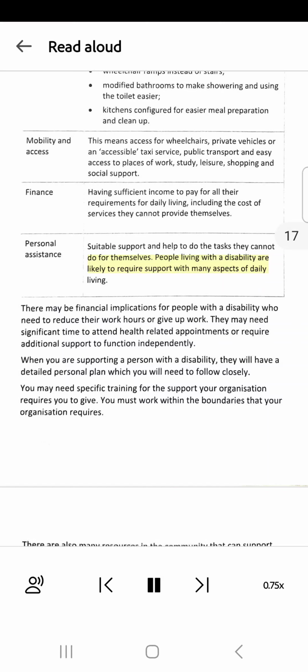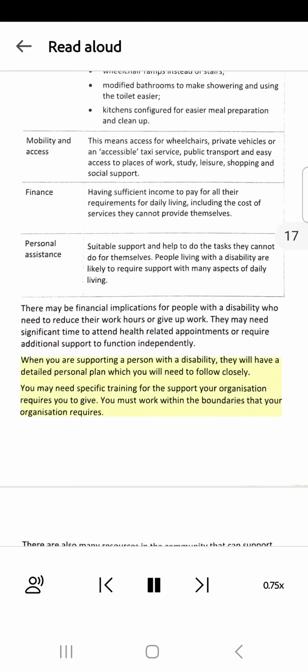People living with a disability are likely to require support with many aspects of daily living. There may be financial implications for people with a disability who need to reduce their work hours or give up work. They may need significant time to attend health-related appointments or require additional support to function independently.